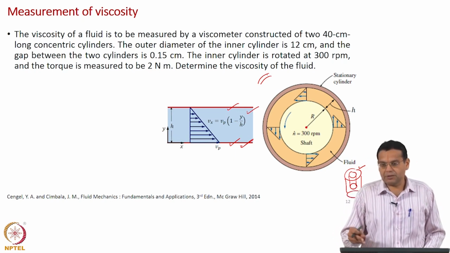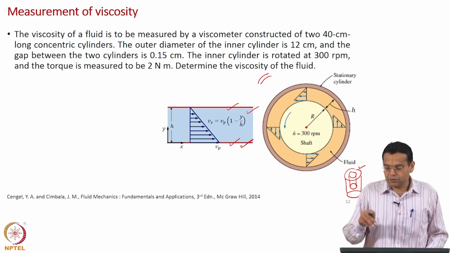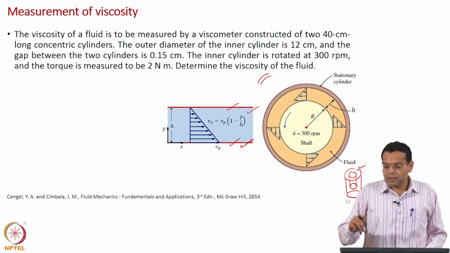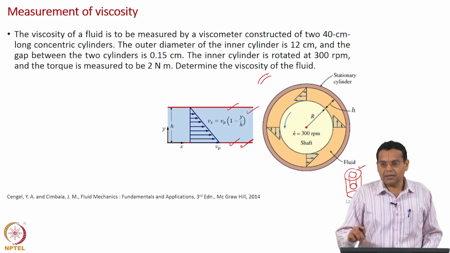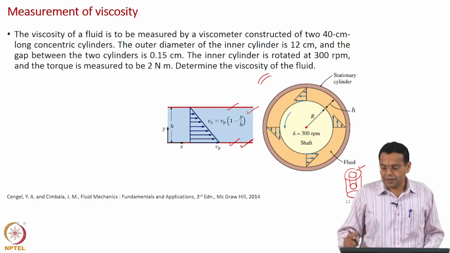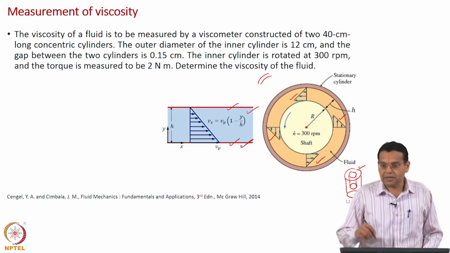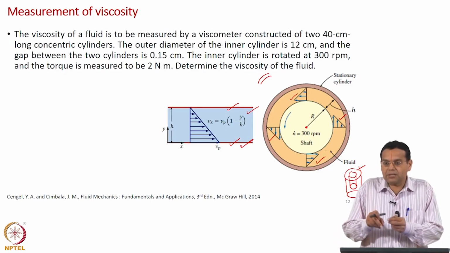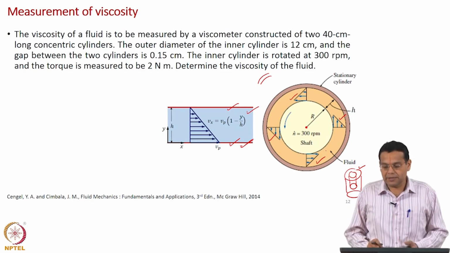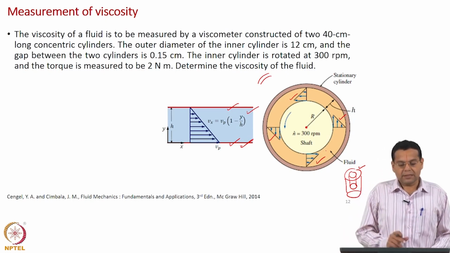measurement of viscosity. And when you make such measurements, the gap is very small, so that you can assume the velocity profile to be linear, and that is what is shown here. The velocity profiles are shown to be linear here. When is it valid? When the gap between the two cylinders is very less. Okay. So, now let us continue the example.